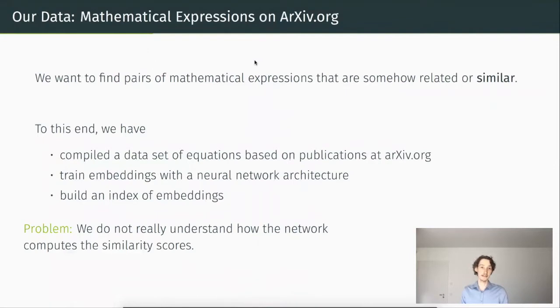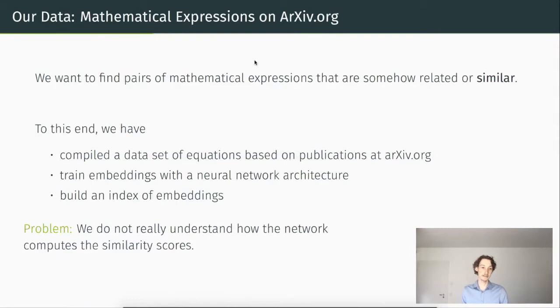In our study, the data we're interested in are mathematical expressions that we have crawled on archive.org. The approach is the same. We have a bunch of data points, then we embed them into a vector space with our neural network architecture, and then we can build an index of those embeddings and do a lookup for related or similar mathematical expressions.